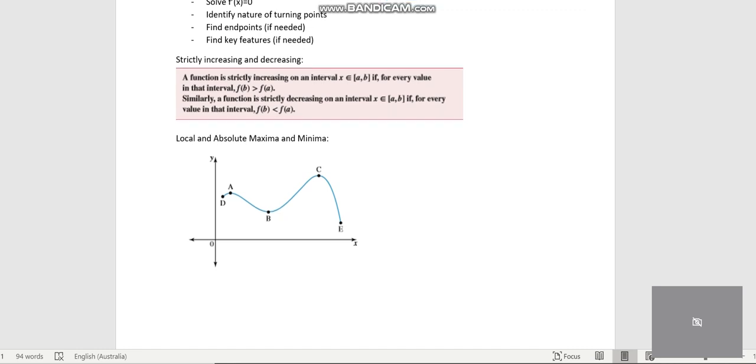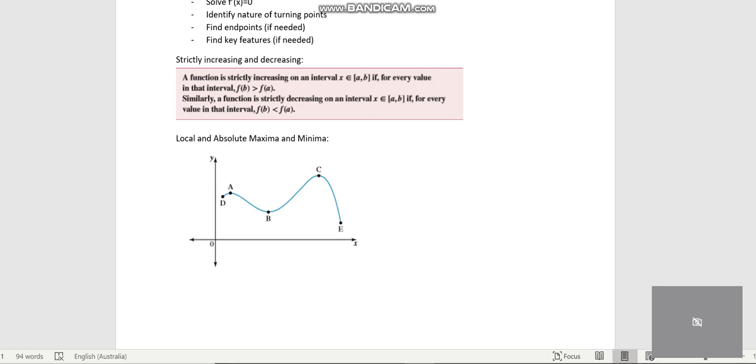The last point we'll go through is local and absolute maxima and minima. It's really weird terminology, but it's just talking about the types of turning points. D and E are both endpoints here, because they're the ends of the function. A and B are what's called local. A is a local maximum, as in this region it is the highest, with the greatest y value, and B is the local minimum because it is the lowest y value in this region.